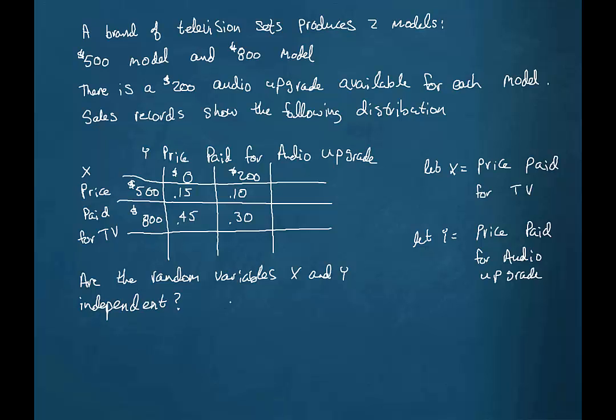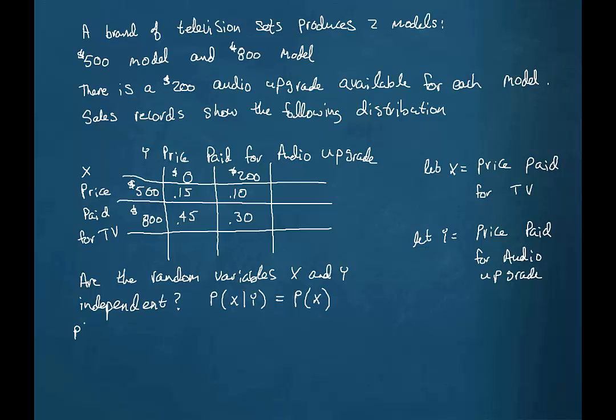Recall that in order for us to show independence, we have to show that for all possible values of x and y, the probability that x takes on some value given y takes on some value is just equal to the probability that x takes on some value. So first, let's look at some probabilities.